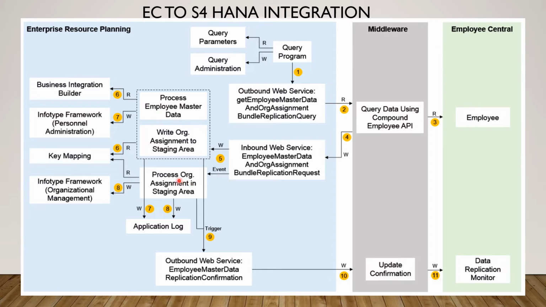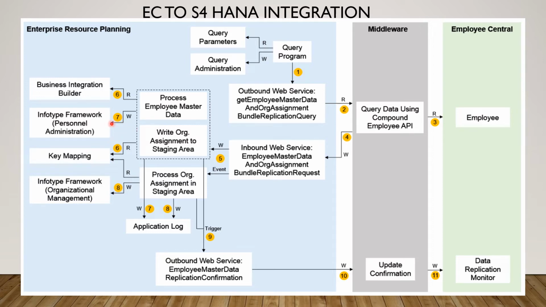Then we have the sixth step, it checks for any key mapping. Key mapping is needed because there are chances that you don't have the same kind of data structure in the ERP system as well as the Employee Central system. So it does key mapping, and then it uses the input type framework. As you are already aware, SAP uses a new input type framework called the decoupled input type framework. So there are a few changes which SAP is trying to pull these days.